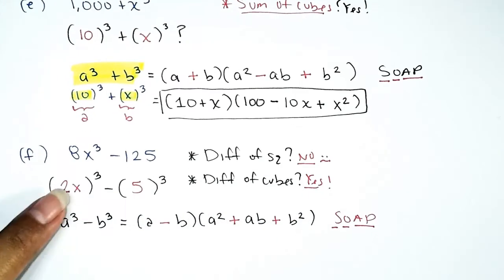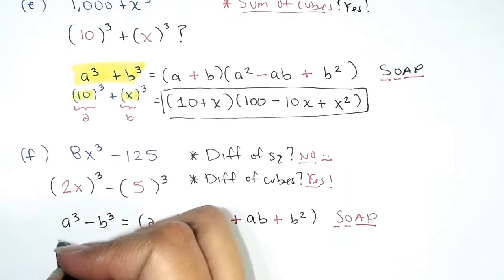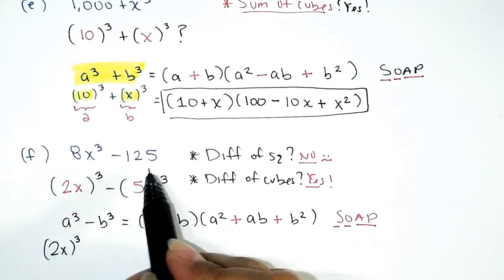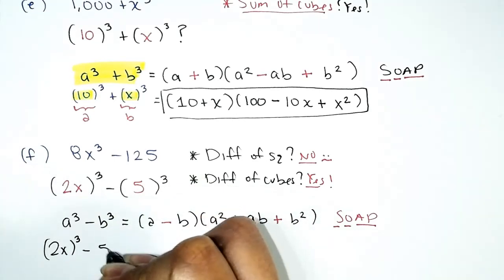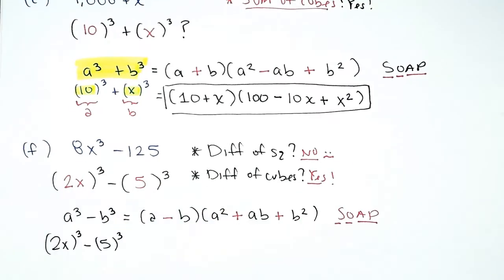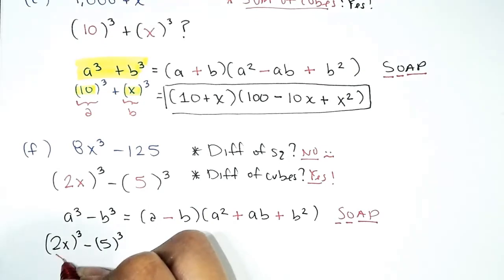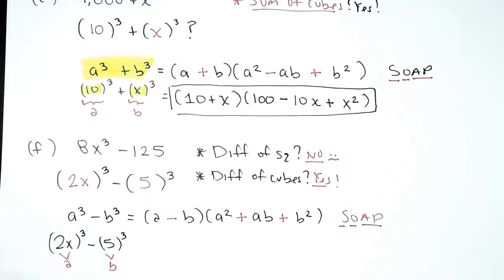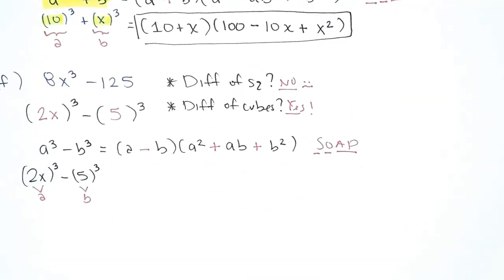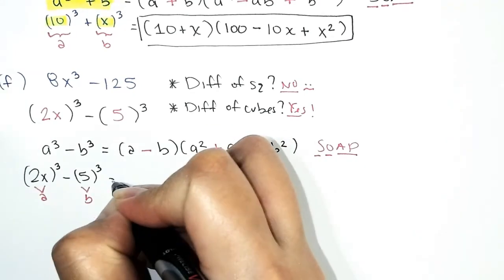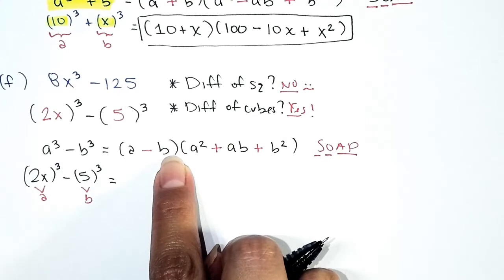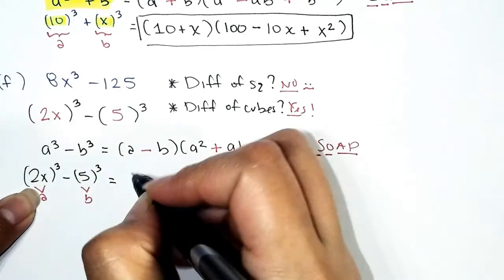Okay, so let me go ahead and write my problem again in the molds, because if I write 8x cubed minus 125, that's not going to help me to identify A and B. Okay, our first base is 2x, that's our A. Our second base is 5, that's our B. So let's do this. We know what the answer should look like. Okay, so the binomial factor should be of the form A minus B. So be 2x minus 5.